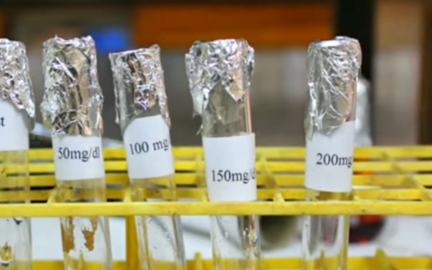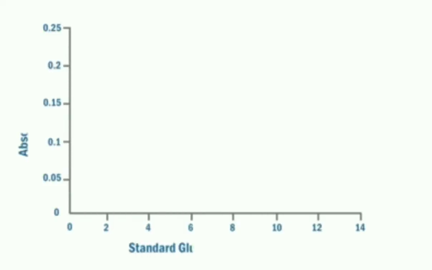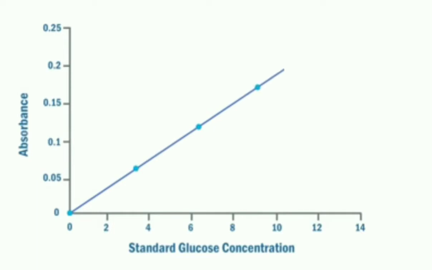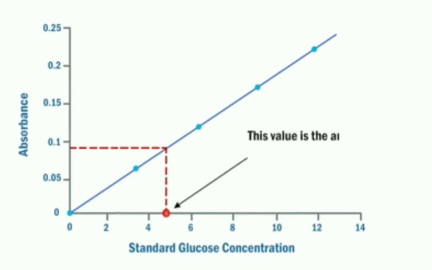and plot a graph by taking standard glucose concentration on the x-axis and corresponding absorbance on the y-axis. From this standard graph, the amount of glucose concentration in the test solution can be obtained.